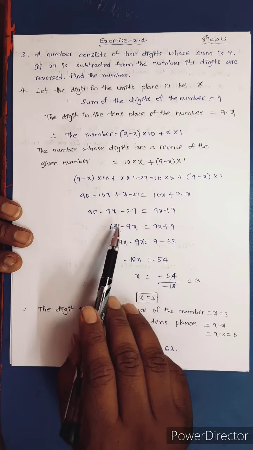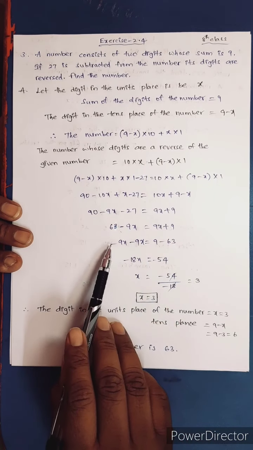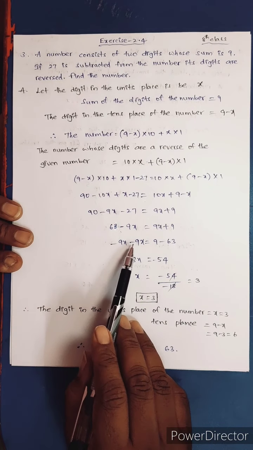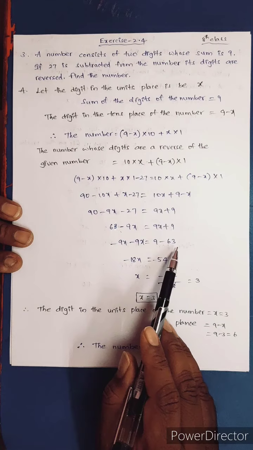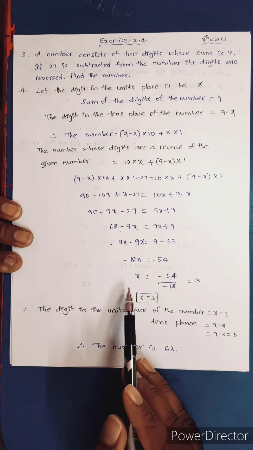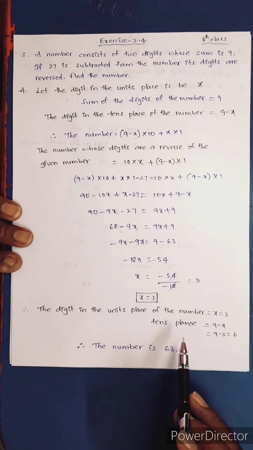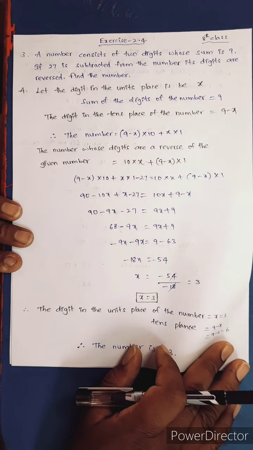Now 90 minus 27, 63, minus 9x is equal to 9x plus 9. Take all variables to one side: minus 9x is equal to 9 minus 63. Their difference is minus 54. Take x as the subject, then send all the remaining numbers across. You will get 3. The digit in the unit place of the number is 3. Tens place 9 minus x, 9 minus 3, 6. So the required number is 63.